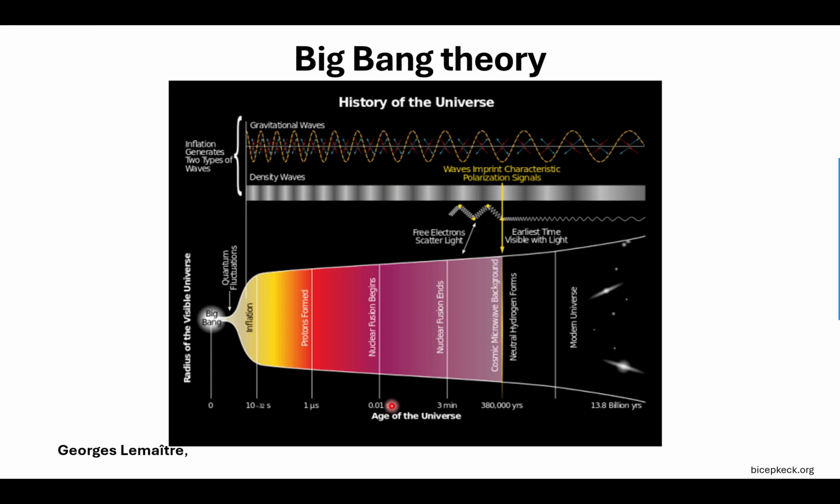All this happened, and then nuclear fusion begins. This all happened within 0.01 seconds of the Big Bang, and up to 3 minutes, when the nuclear fusion ends. We'll come to what fusion and fission are a little later, but after 13.8 billion years, that's how the modern universe looks.